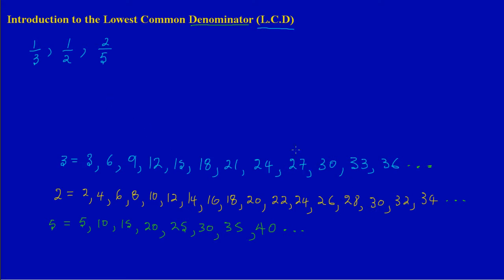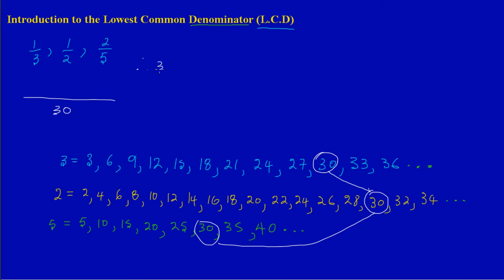So obviously, the number that I'm looking for is 30. The lowest common denominator would be 30 because 30 appears in all 3 listings, and it's the lowest number. So 30 would be our LCD. I can then state that 30 is my LCD. That's it. Therefore, 30 is my LCD, and it's that easy, guys.